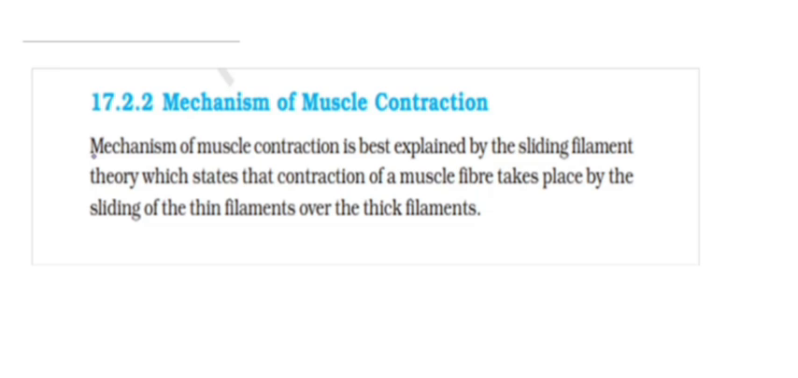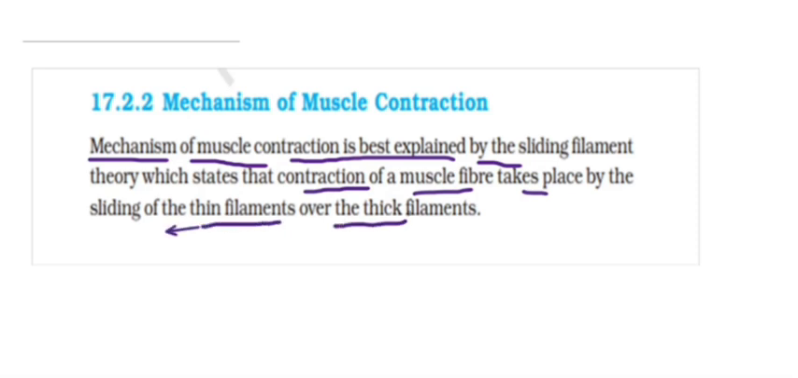Yes, we are going to underline this point: the mechanism of muscle contraction is explained by the sliding filament theory. That is, the contraction of a muscle fiber takes place by, see, the most important line, the sliding of the thin filament over the thick filament. So basically the sliding takes place between the thin filament and the thick filament of the muscle.